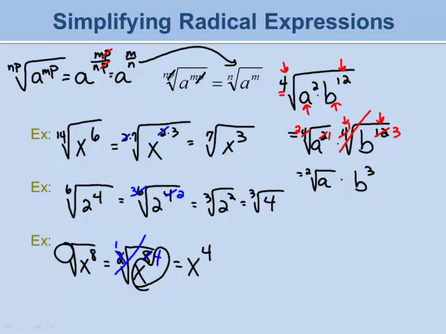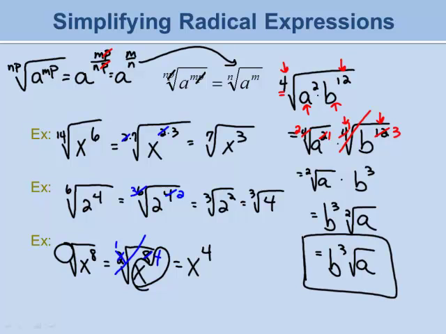And normally you write values or factors that do not have radical signs first. So we're going to write the b cubed first, followed by the square root of a. And remember that square root is understood, so if you'd like to drop the index of 2, you can, and get a final answer of b cubed square root of a.